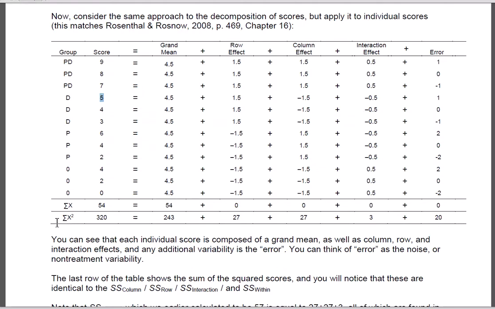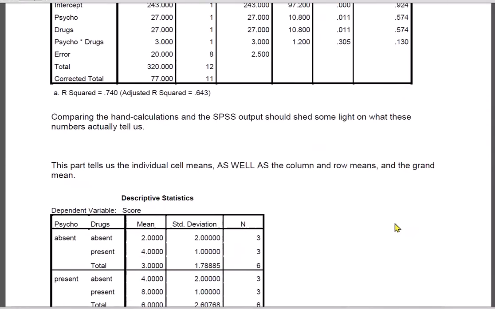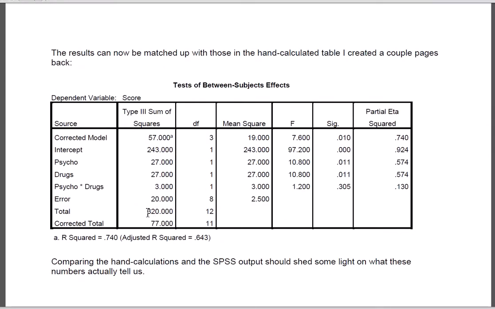Now at the bottom of the table we have sum of x squared. That's this sum of x squared. And if we have the raw scores, if we square all of these raw scores and add them up, we get 320. Well, 320 sounds kind of familiar. I don't know if you caught that, but if we go back and look at the ANOVA summary table, let's go back a few pages. 320 shows up right here. That's the sum of the squared values for all the raw scores.